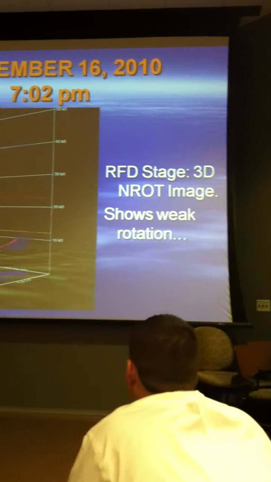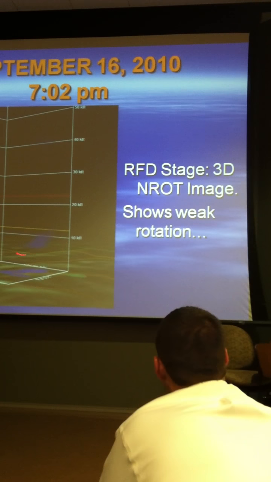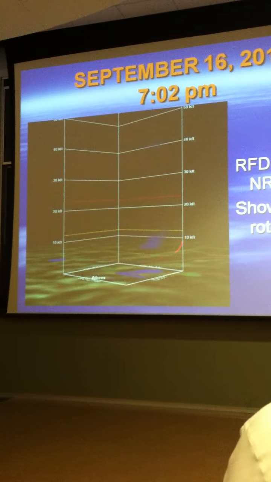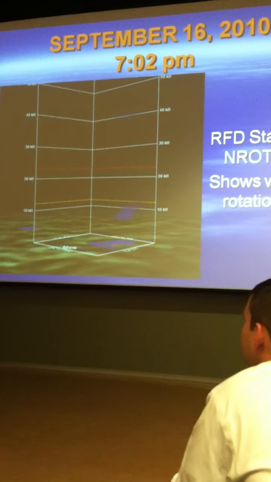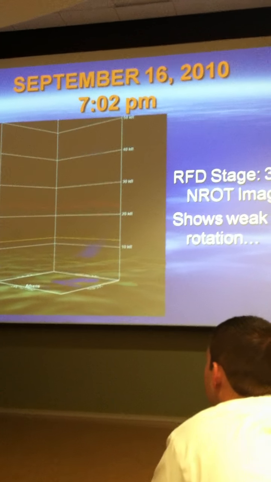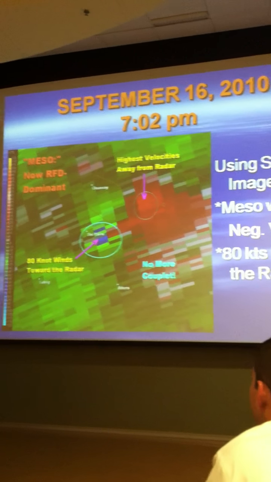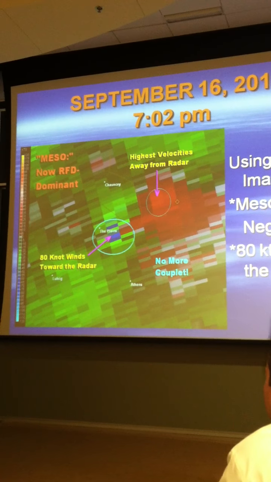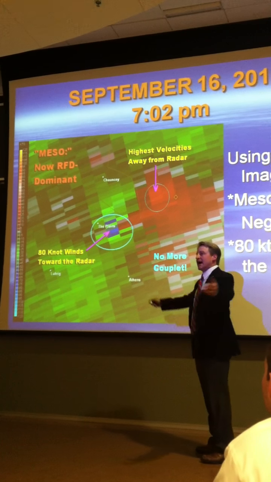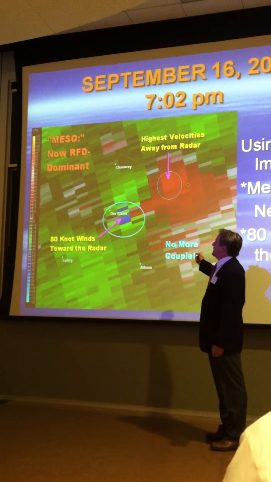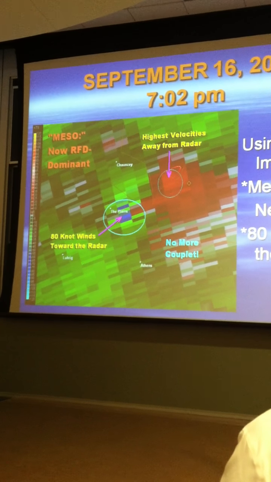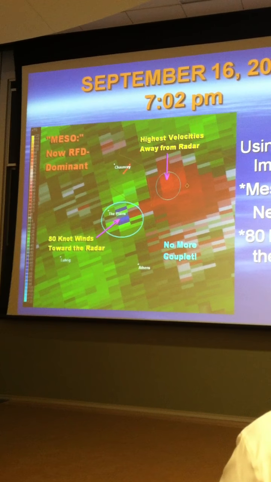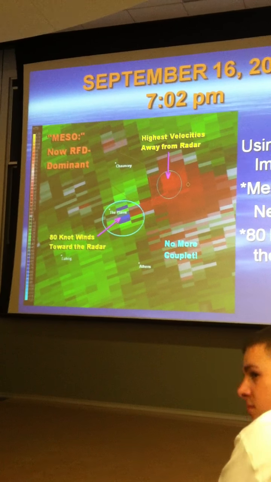Again, this is when it's RFD, and this doesn't look much different than the last 3D image we had of it when it was tornadic. All right? So we're going to go to the next frame, and here's the clue that it's RFD dominant. Where's our highest outbound velocities versus our highest inbound velocities? Well, they spread out. This is mesoed out, as we call it. It's now a mesocyclone. There's no tight couplet.